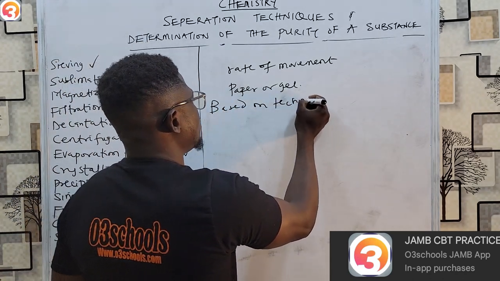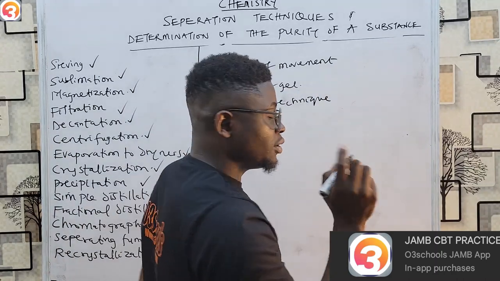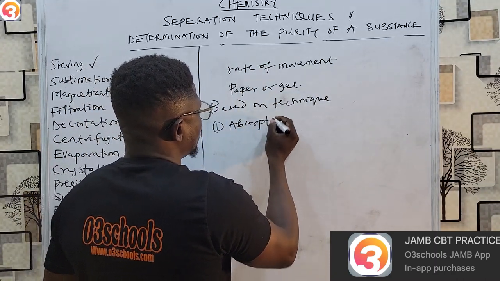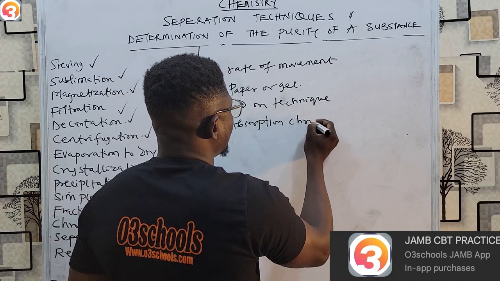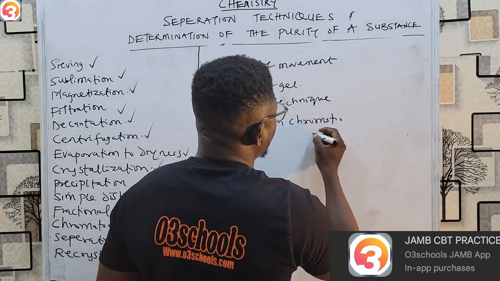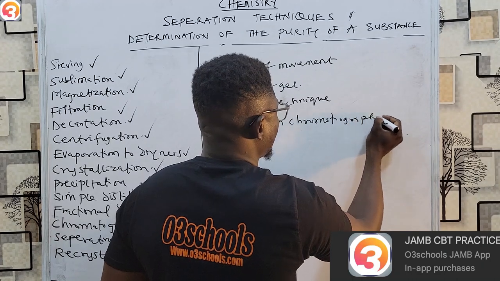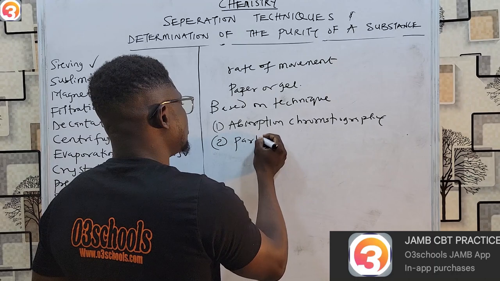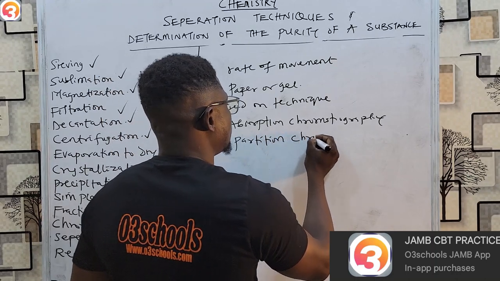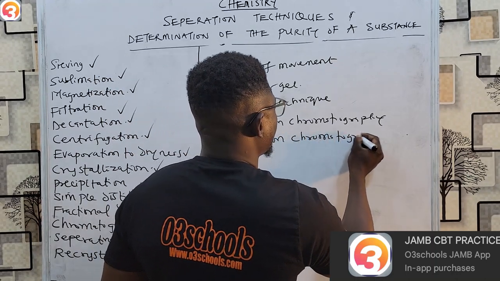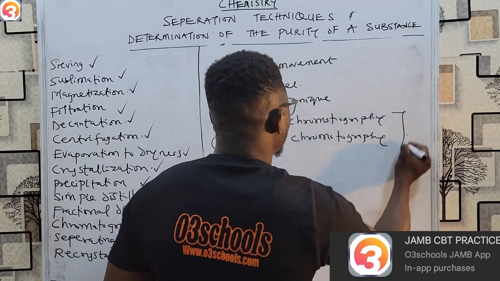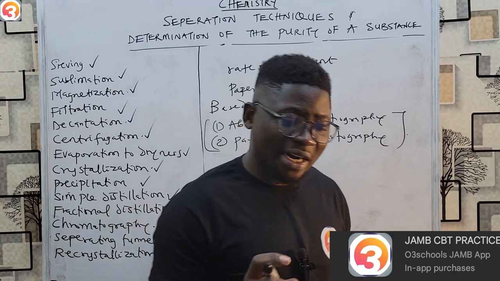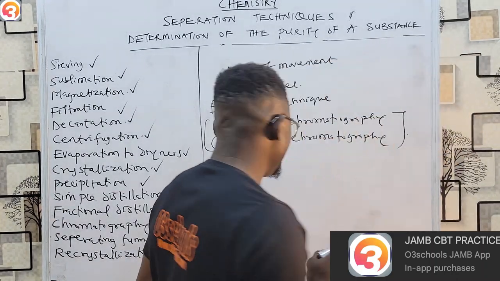Based on technique, we have two types of chromatography: one, absorption chromatography, and two, partition chromatography. So based on technique, we have two types of chromatography: absorption chromatography and partition chromatography.